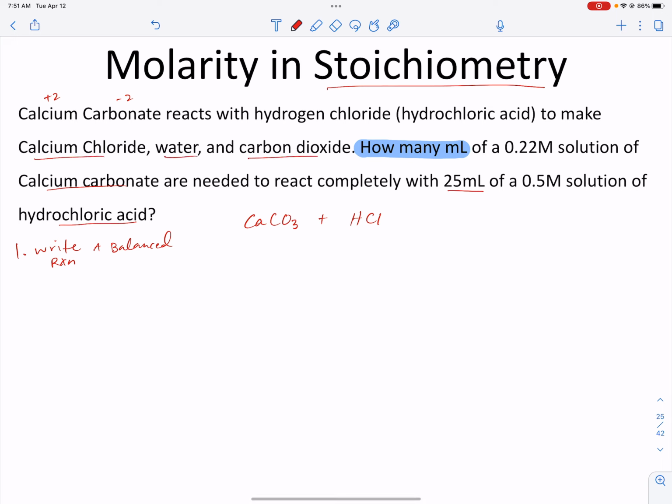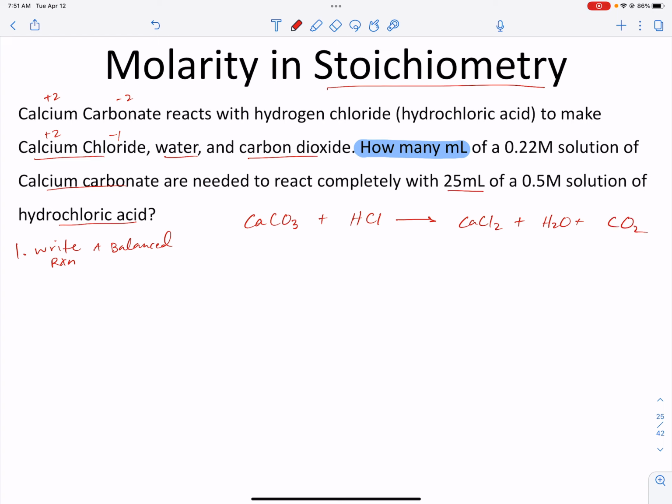I have 3 products I need to write. So I'm going to draw my arrow. Calcium chloride. Calcium is a +2. Anybody remember what chloride is? You guys can tell me. -1. So I'm going to need 1 cation, and I'm going to need 2 chlorides. So it should be CaCl2 plus water. You guys know water, H2O, plus carbon dioxide, CO2.